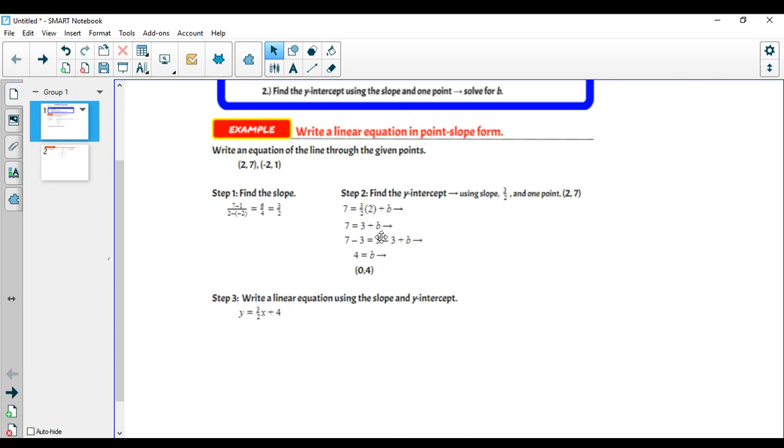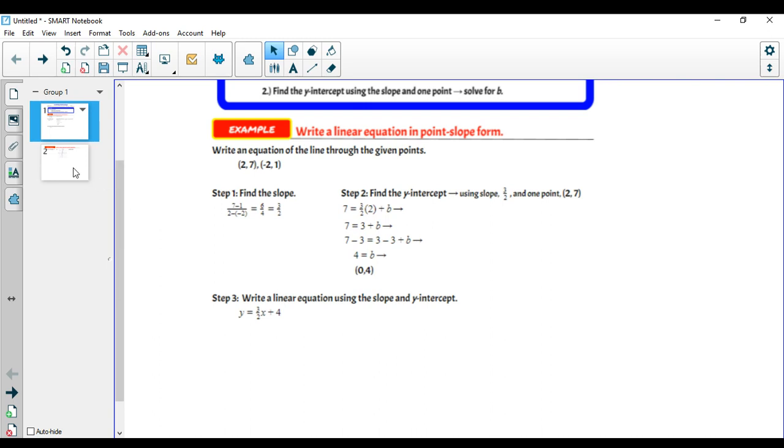Now I solve this by subtracting 3 from both sides. 7 minus 3 is 4, and I'm left with b on the right side. So now I know that b is 4, or my y-intercept is 4, or is the point (0, 4). Now that I know my slope and I know my y-intercept, I can write my equation, plugging in slope for m and y-intercept for b. That is going to give me y equals 3/2 x plus 4.